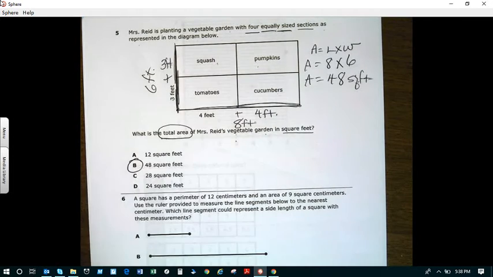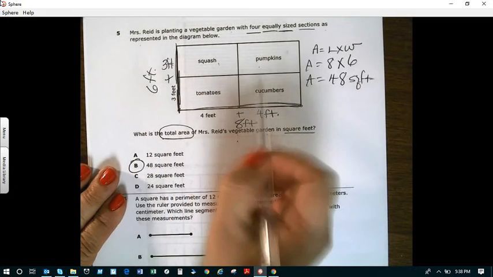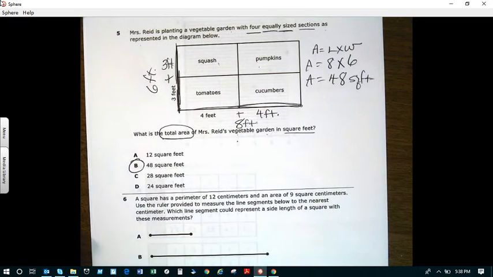Now remember, when it says square feet, you're looking for area because there's how many squares. So there's going to be 48 squares that fit in this area. Okay, so the next thing, number 6.